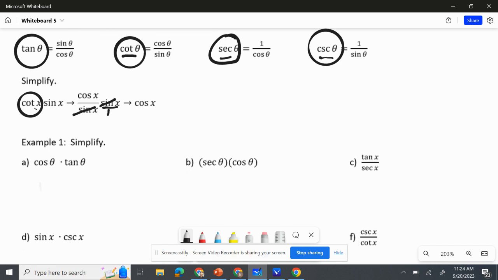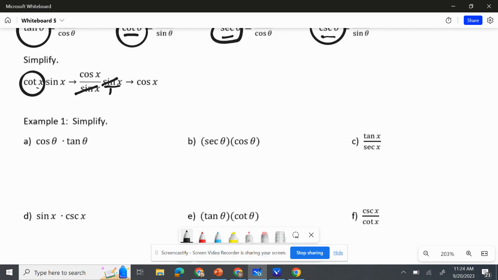So when we're looking at example 1, letter A, what we have is cosine times tangent. So cosine I'm keeping the same, and then tangent is sine over cosine. Cosines cancel, and so my answer is sine of theta. Theta is just a variable, just like x.